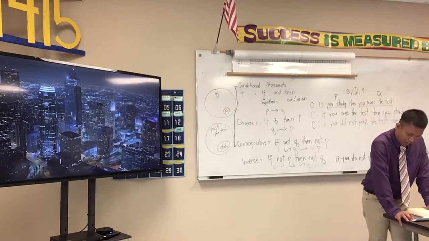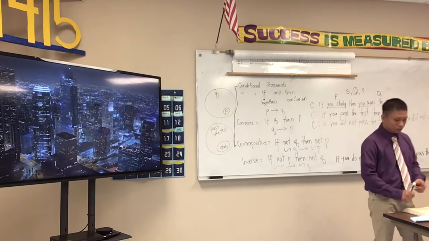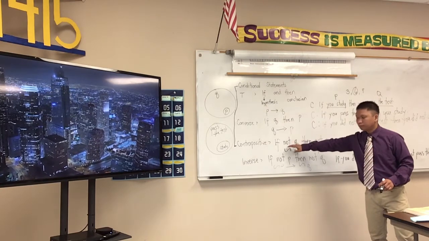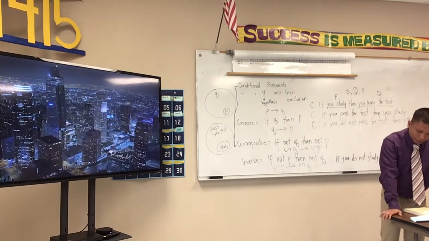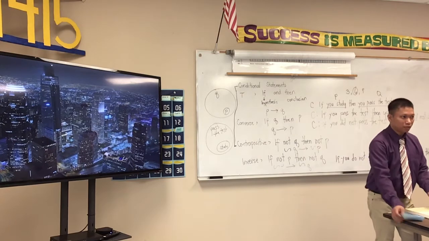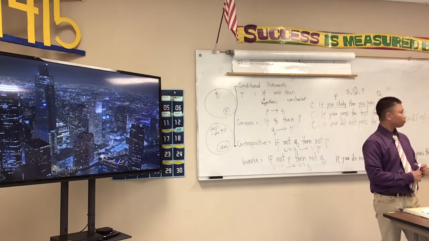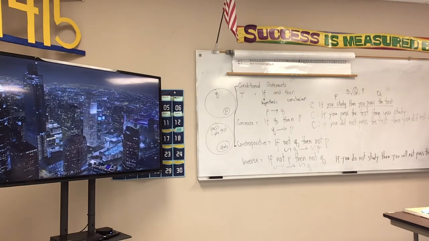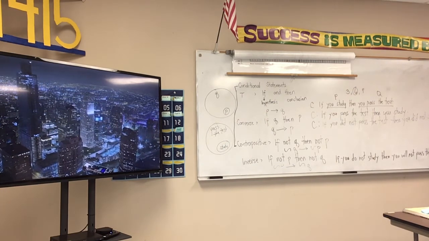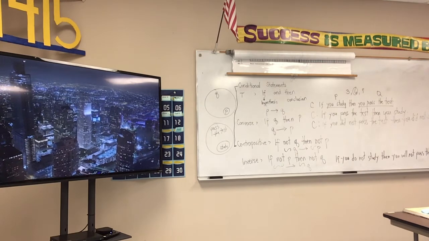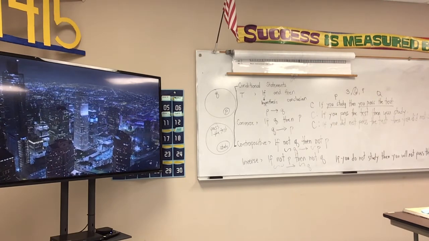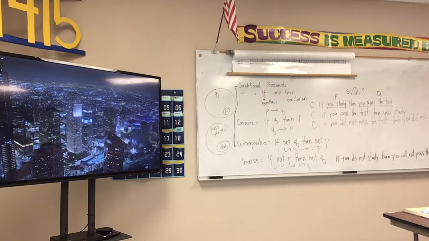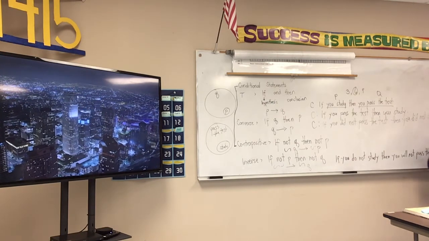Okay, so I have here a statement. We are going to create the converse, contrapositive, and inverse. A number is even if it is divisible by 2. That is our statement. A number is even if it is divisible by 2. So this will be our conditional statement.